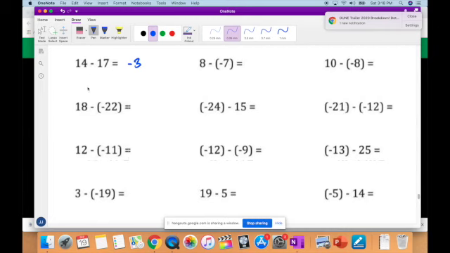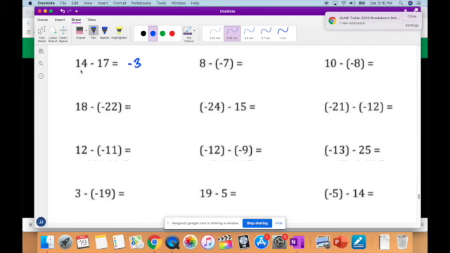So ladies, Caitlin and Scotia, now it's time for Olia to be teacher. What are the rules when it comes to this? Remember we learned a couple of rules? Yeah, find the difference and the answer takes the sign of the greater number.